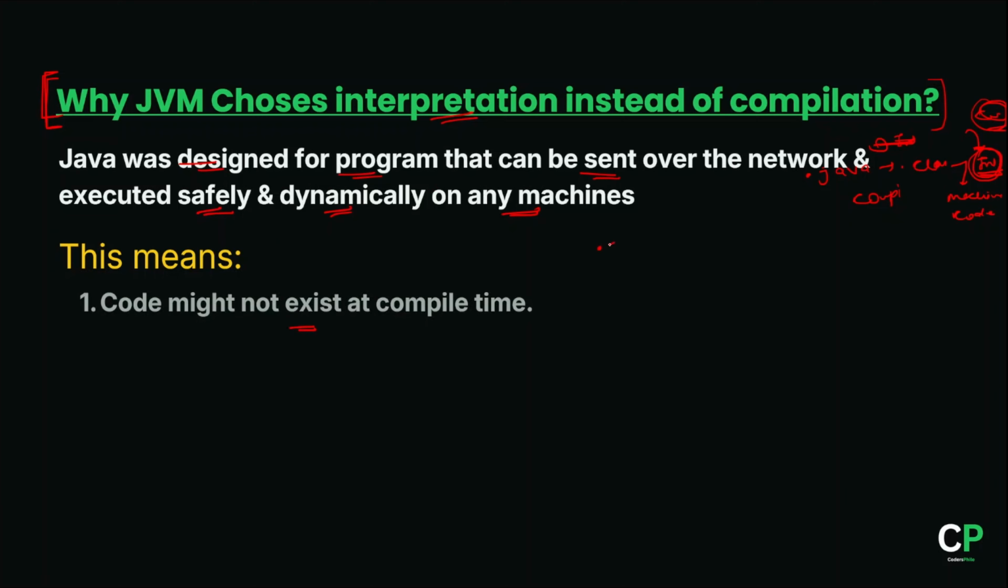For example, here is our .java file. First it is compiled into the .class file, and then it is interpreted into machine code. This is the compilation step and this is the interpretation step. Java was initially designed for programs that can be sent over the network and executed safely and dynamically on any machine. So if compilation was chosen instead of interpretation, then because the program is sent over the network, the program code might not exist at compile time.